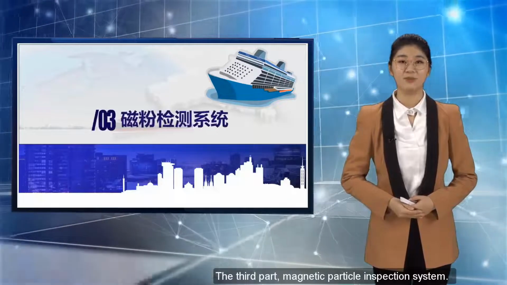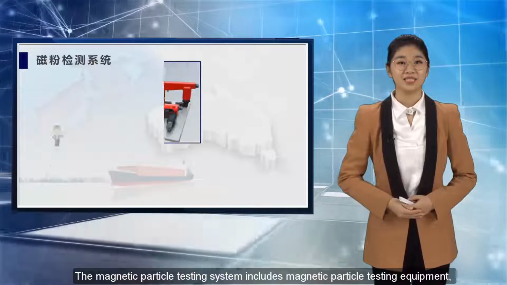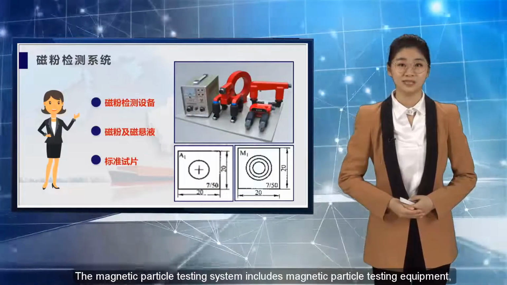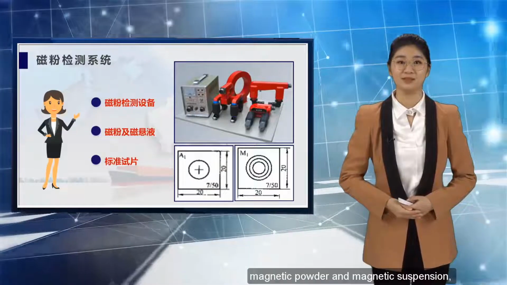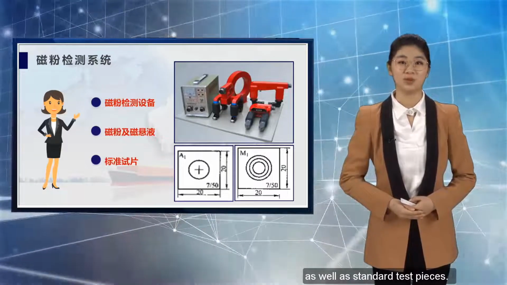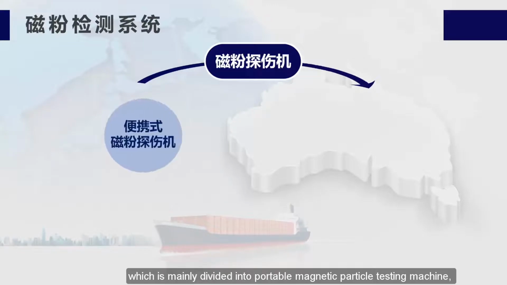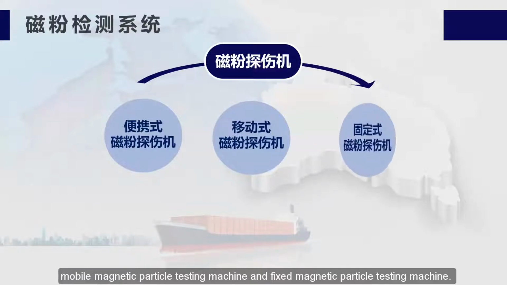The third part. Magnetic particle inspection system. The magnetic particle testing system includes magnetic particle testing equipment, magnetic powder and magnetic suspension, as well as standard test pieces. Among them, magnetic particle testing equipment mainly refers to the magnetic particle testing machine, which is mainly divided into portable magnetic particle testing machine, mobile magnetic particle testing machine and fixed magnetic particle testing machine.